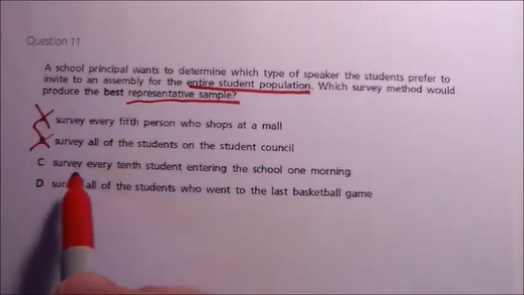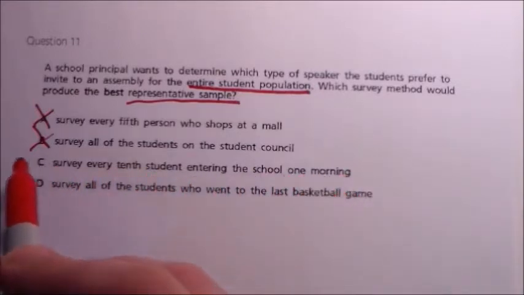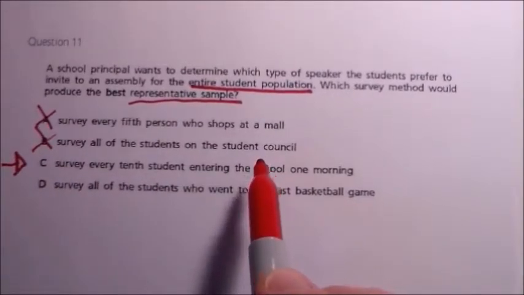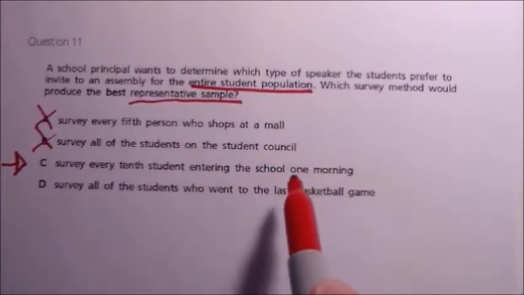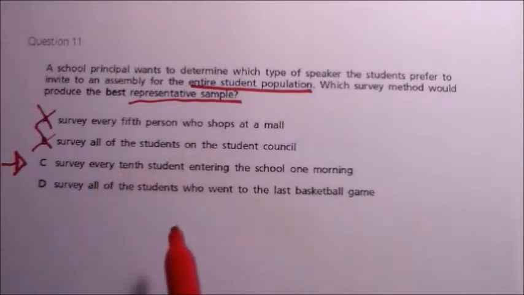Let's see. Survey every 10th student entering the school one morning. Oh, that seems like a pretty good way to do it, right? You wouldn't just get the student council guys. You wouldn't just get the math team. You wouldn't just get the ELA debate team. You wouldn't just get this team or that team. You'd get a good cross section. That seems like a good way.